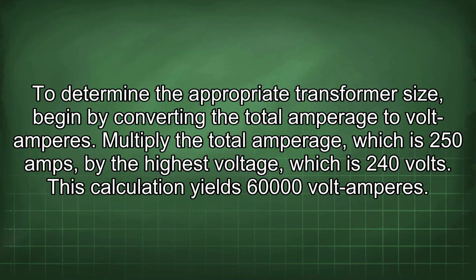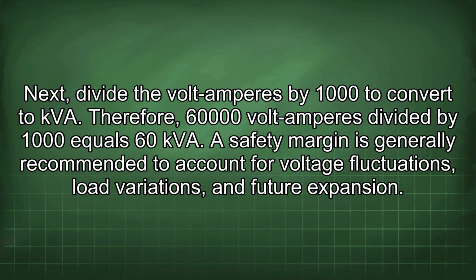To determine the appropriate transformer size, begin by converting the total amperage to volt-amperes. Multiply the total amperage, which is 250 amps, by the highest voltage, which is 240 volts. This calculation yields 60,000 volt-amperes. Next, divide the volt-amperes by 1000 to convert to kVA. Therefore, 60,000 volt-amperes divided by 1000 equals 60 kVA.